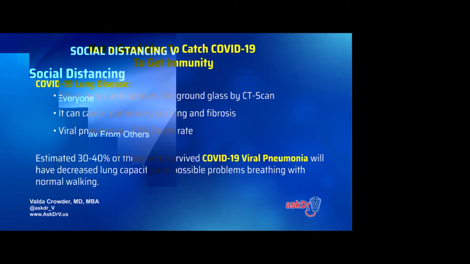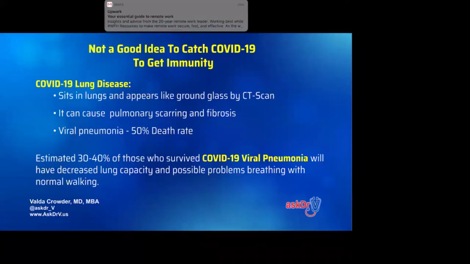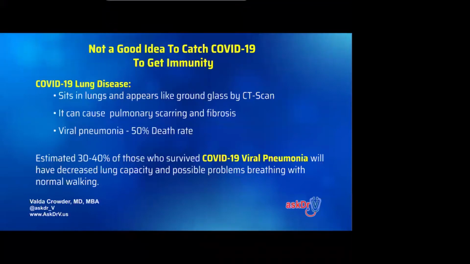The ones that survive, 30 to 40% of them afterwards have decreased lung capacity, and they have problems just normally walking a block or two. So this is a very treacherous disease that causes a lot of damage to the body. Then on top of it, you don't necessarily get immunity for life. So we are seeing some people now in China that have caught this for a second time.